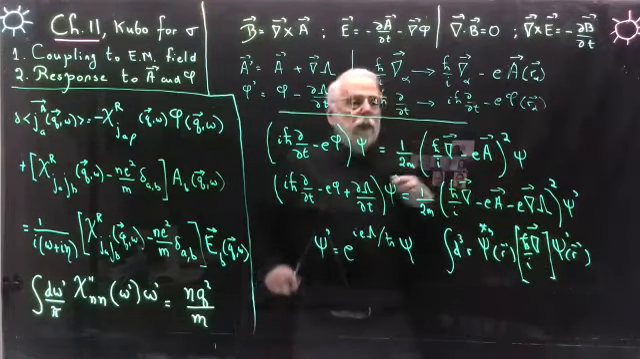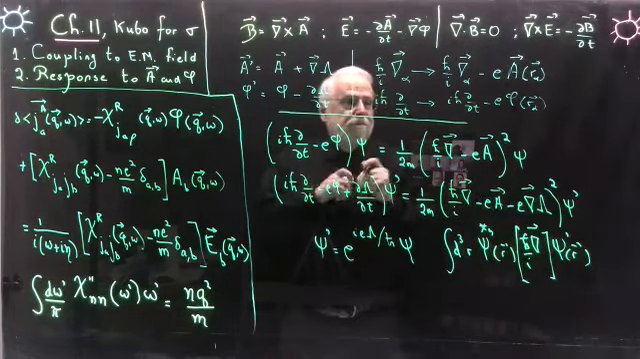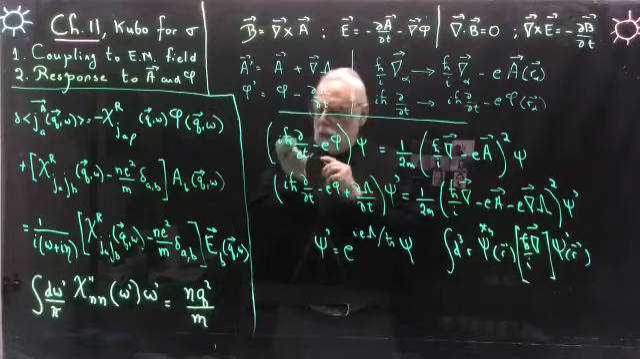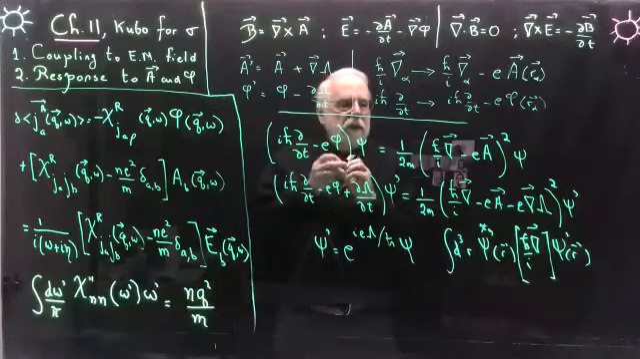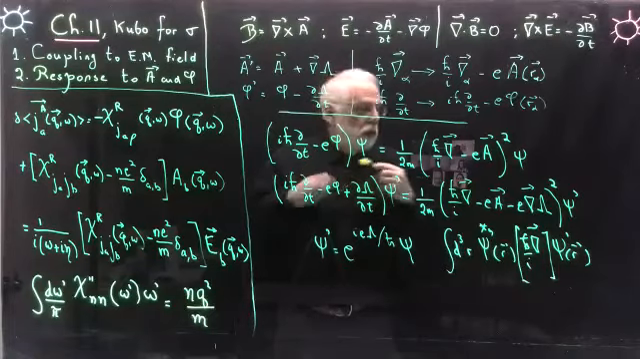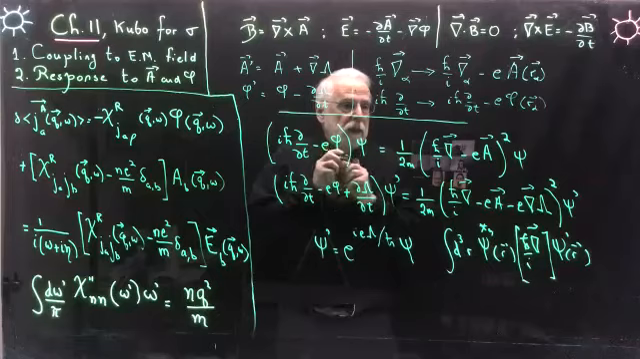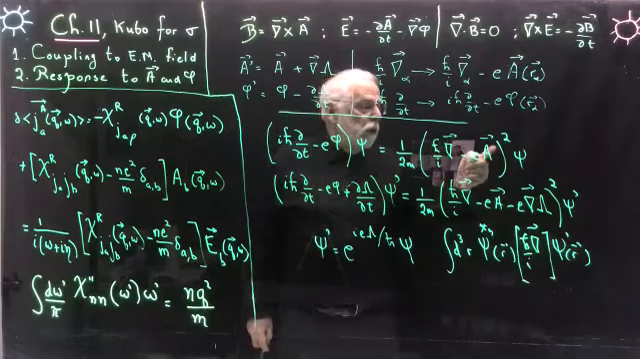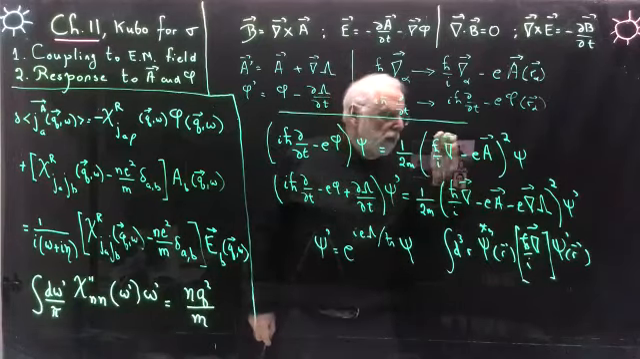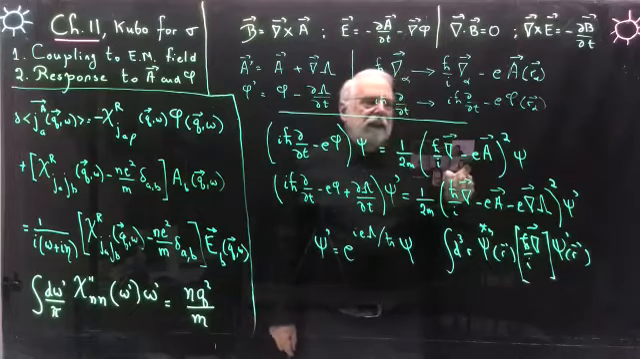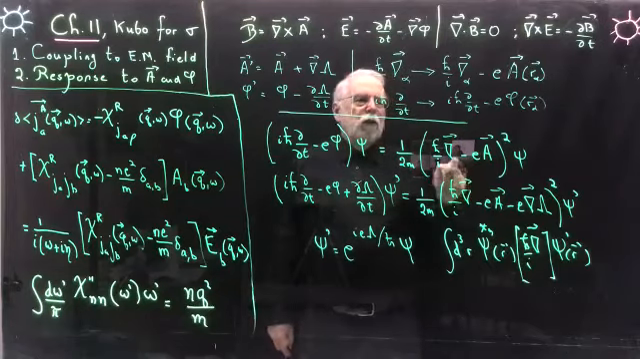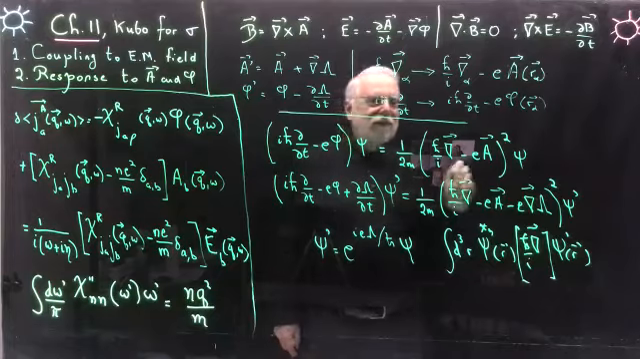Then I'm in big trouble, okay? So what does it mean? It means that this conjugate moment is not an observable. Remember, in the Hamiltonian, this object here, grad minus EA, that's the velocity. So velocity I can observe.